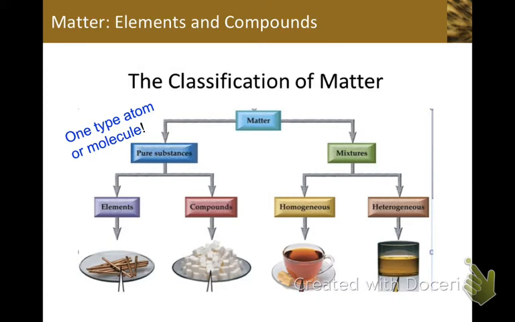So, of course, pure substances are one type of atom or one type of molecule coming together, where mixtures are going to be where we start to physically combine things.